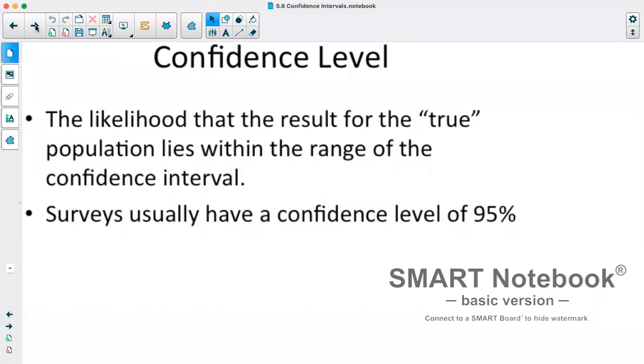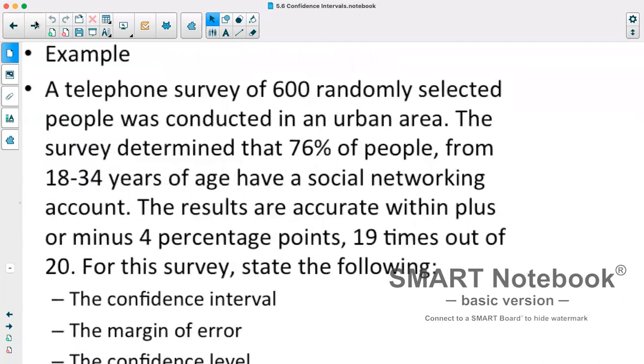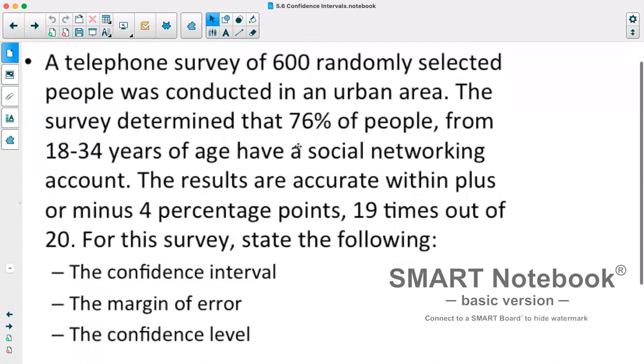Okay, so we'll look at a couple examples. First example: a telephone survey of 600 randomly selected people was conducted in an urban area. The survey determined that 76% of people from 18 to 34 years of age have a social networking account. The results are accurate within plus or minus 4 percentage points, 19 times out of 20. For this survey, we want to state what our confidence interval is, what our margin of error is, and what the confidence level is.